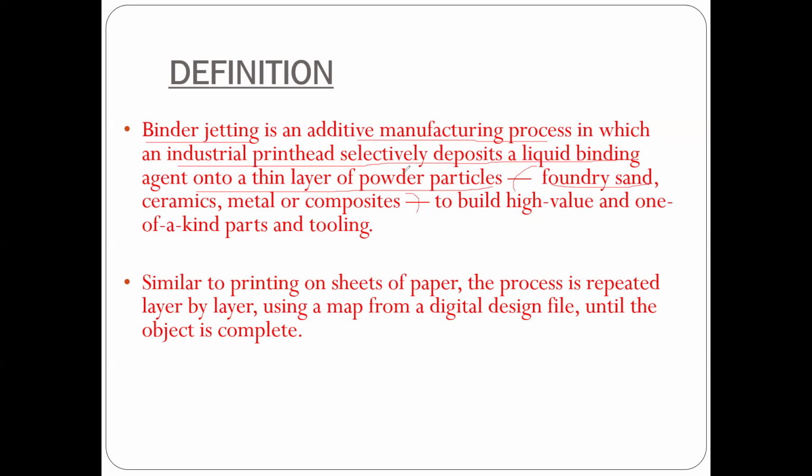As a result, once you bind layer by layer, you can end up constructing the 3D object out of it, right? This is similar to printing on sheets of paper. The process is repeated layer by layer using a map from the digital design file. So this is very similar to printing on a sheet of paper if it's 2D. But the idea is that the material is in powder form and the binder comes in the form of liquid, selectively binds the material layer by layer and builds 3D geometry out of it. So that's the main idea.